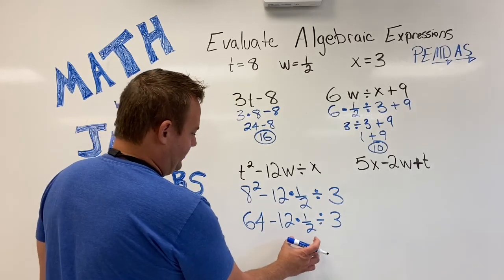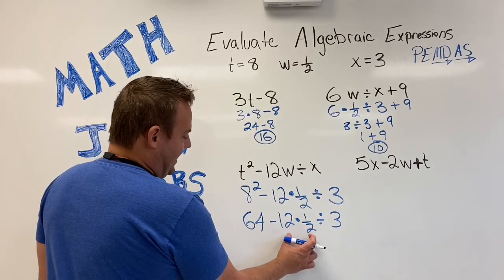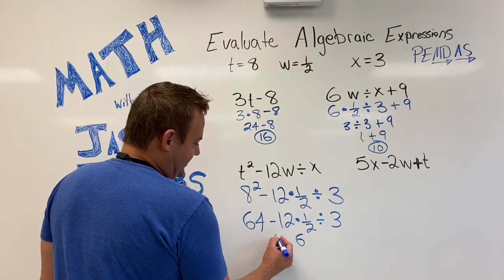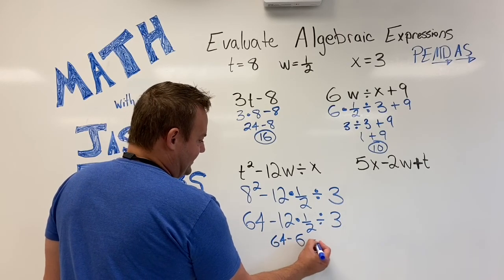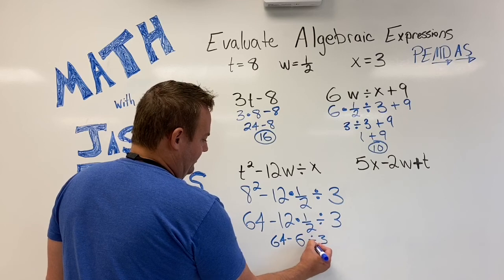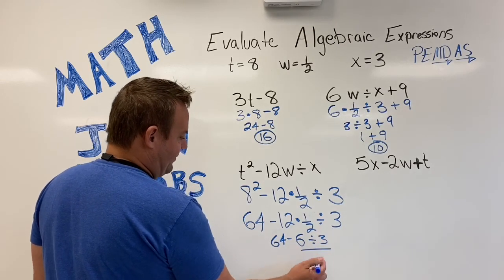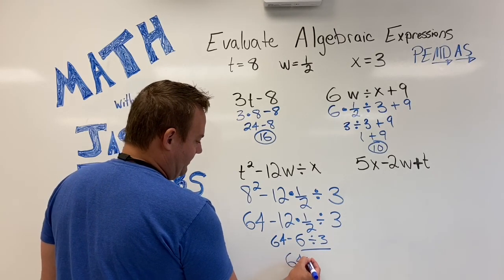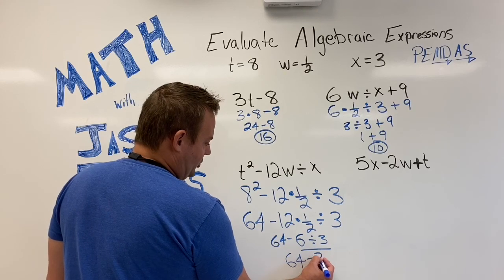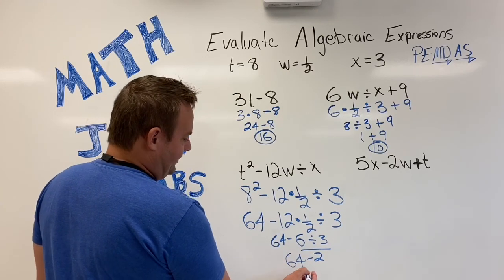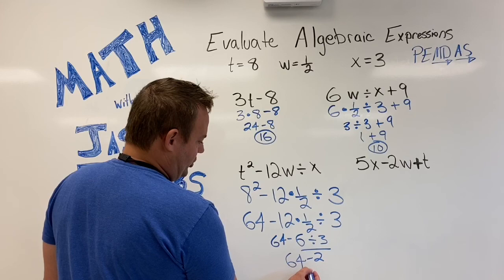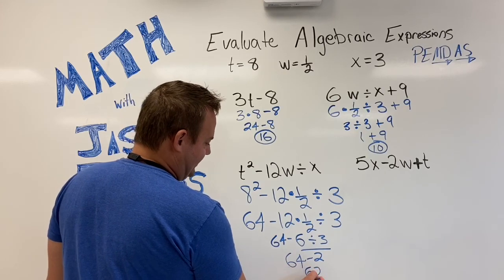And now we do the multiplication here. 12 times a half, that's 6. So 64 minus 6 divided by 3. And now 6 divided by 3 is next. So we have 64 minus 2. Hope you can see that. And 64 minus 2 is 62.